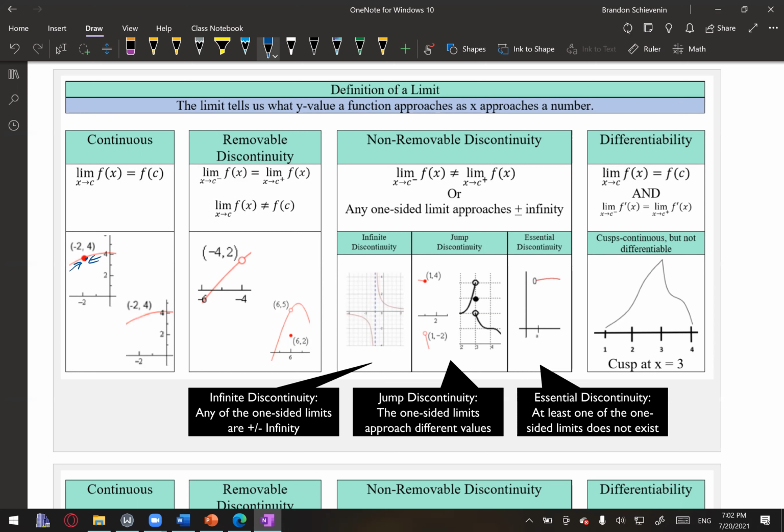If we are removable, then I'll have a general limit, but when I plug in the point, I don't end up there. So I'll either have a white space like this where my point doesn't exist, or I'll have a black dot somewhere else that says my point exists somewhere else, even though the limit is going to the same y value.